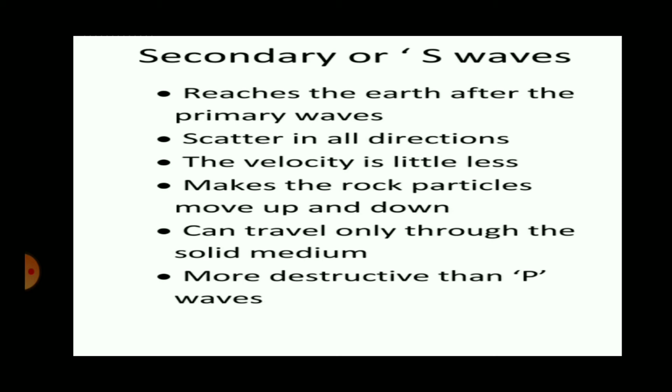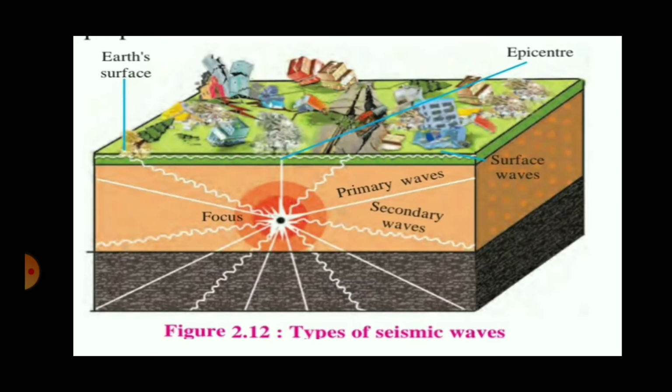Let us see the textbook diagram once again. Yes, the up and down zigzag line that you can see, these are the secondary waves. They are also traveling in all directions. But the speed, the velocity of the secondary waves is a little lesser. Primary waves were the fastest. Secondary waves are not that fast. They are traveling slowly. It takes time for them to reach the surface. That is why the first waves to reach the surface will be the primary waves. After that, slowly the secondary waves are coming.